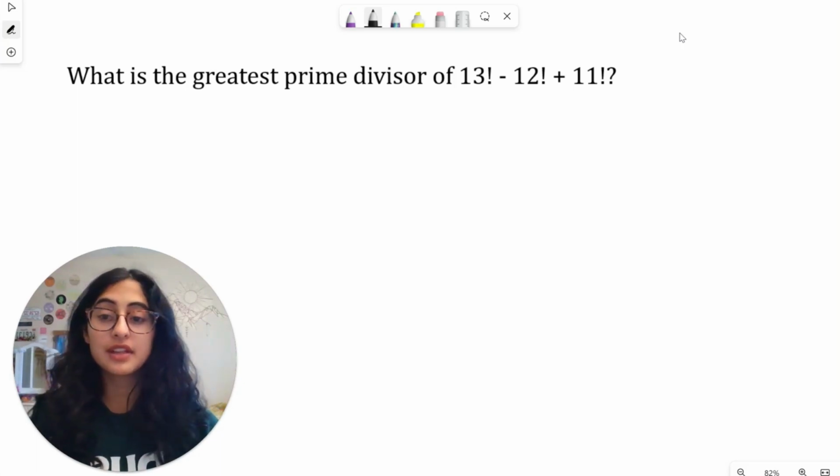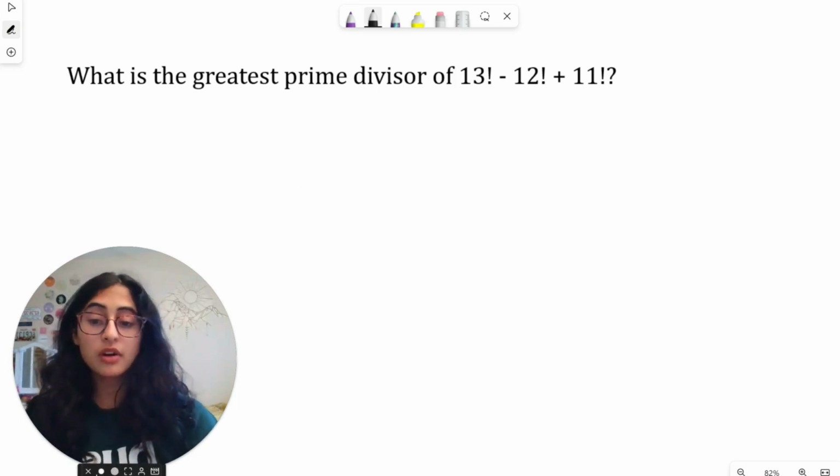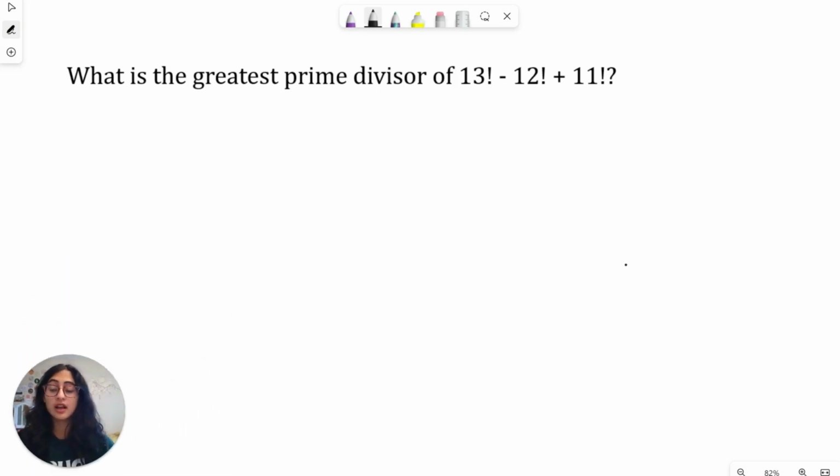All right, so this question says, what is the greatest prime divisor of 13 factorial minus 12 factorial plus 11 factorial? So a factorial, just to review, is a number times every positive integer less than it. For example, 5 factorial is just equal to 5 times 4 times 3 times 2 times 1. 3 factorial is just 3 times 2 times 1.